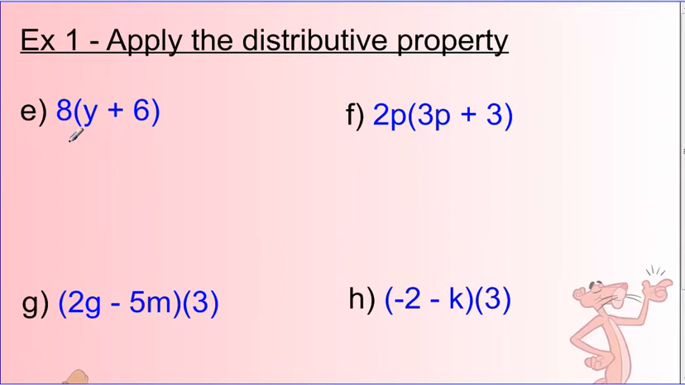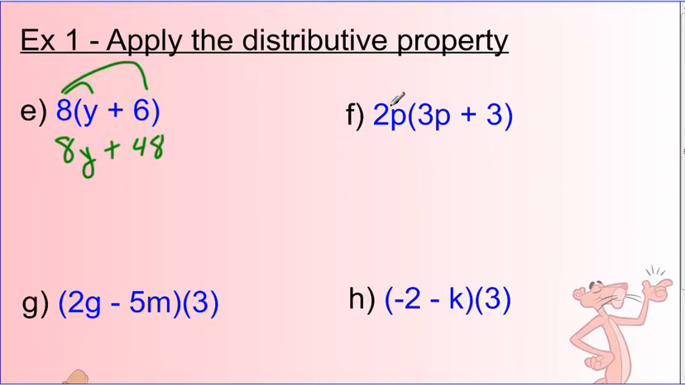Okay, so letter E. So we're going to start by drawing in our rainbows. So you take 8 times y is 8 times y. Because you don't know what y is, you can't actually do that multiplication. And then we take 8 times 6 is a positive 48. And we're done.